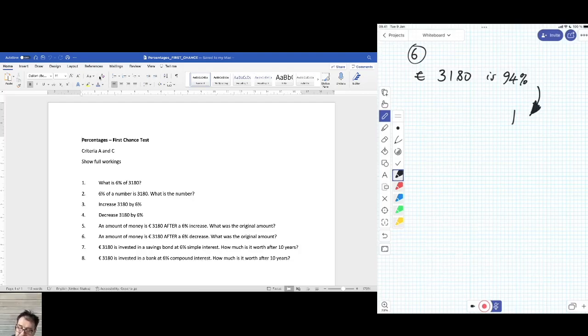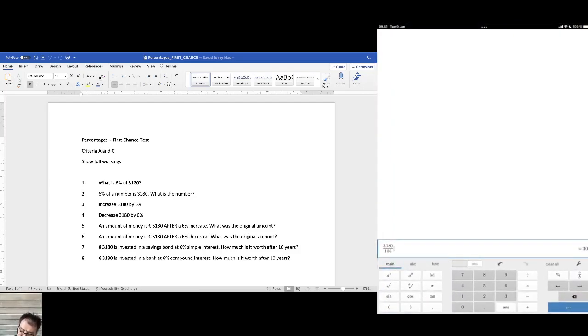So as an in-between step, I'm going to find out what 1% was. So to get from 94% to 1%, I'm going to divide everything by 94. So onto the calculator for that. Clear all that from before. 3,180 divided by 94 gives me not a nice number. I'm going to go to 4 decimal places, because I know that when I multiply it up, it'll give me something that's to 2 decimal places.